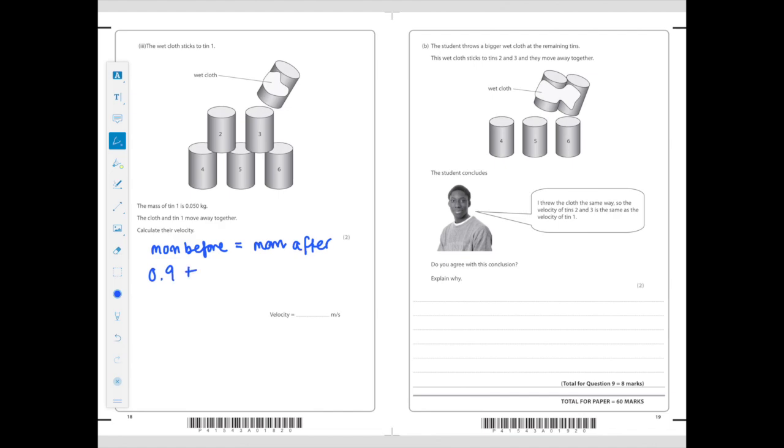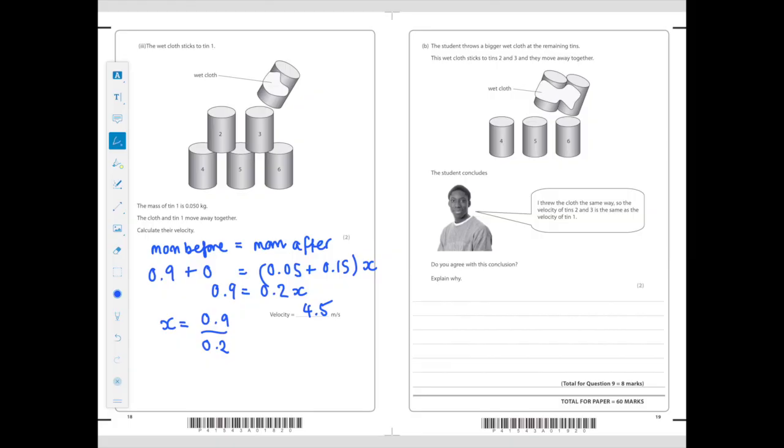Because the tin wasn't moving, it must mean automatically that its momentum is 0. And then the momentum after, well, they've stuck together. So we need to add up their masses. So that's 0.05 plus 0.15 times by their common velocity. So let's just do the maths and sort this equation out. So now we simply do x equals 0.9 divided by 0.2, giving you a value which is 4.5 meters per second.